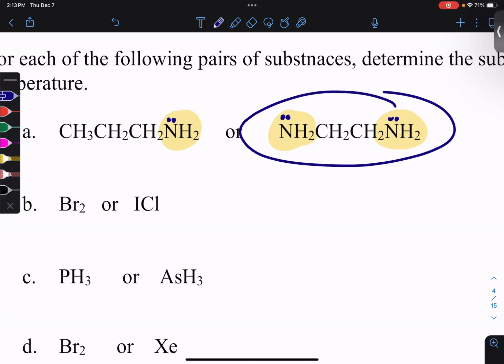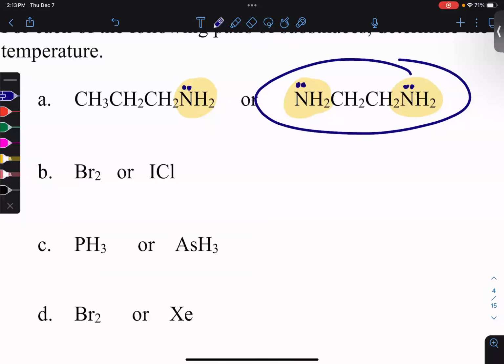Okay, all right, Br2 and ICl. What's the IMF that's going to differentiate these two? Do both of them have LDF? Yes, but that's not going to help us. What does help us? ICl is polar. Yeah, this is a polar compound. So this compound can have dipole-dipole. It's like little magnets. All right, so that one is going to have the higher boiling point temperature.